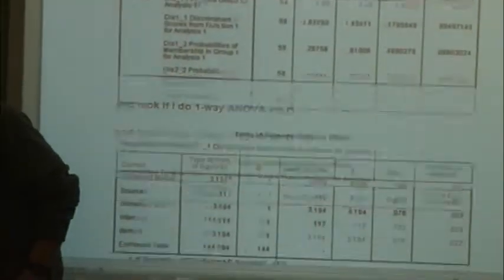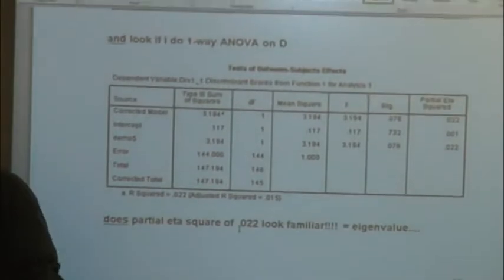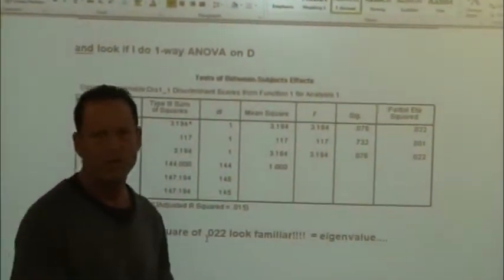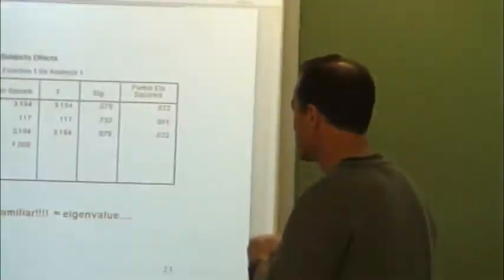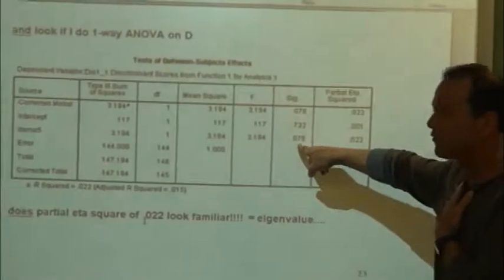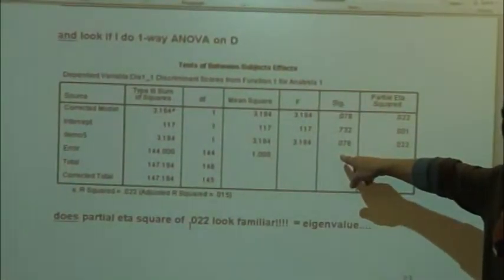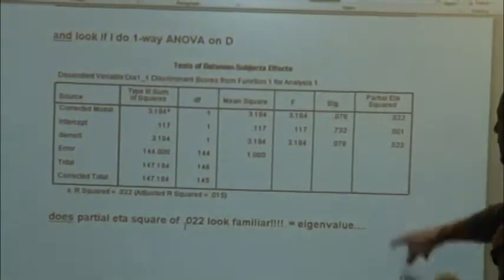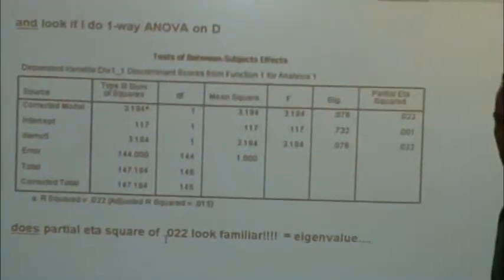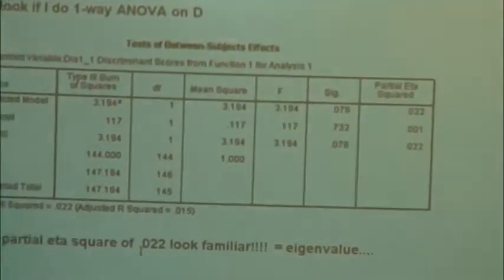And look, if I do a one-way ANOVA on the discriminant scores, I get discriminant scores for each one, which is based basically on these regression coefficients. Do you see that p-value, 0.076? Do you see that partial eta squared of 0.022? Does everybody see that 0.022? Yes.